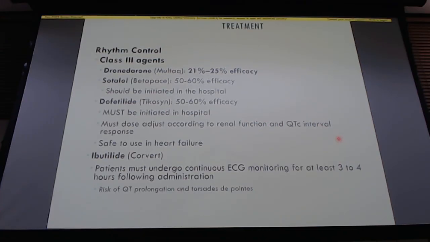Which one of these on here had the black box warning for being in the hospital? It's on the side. Sotalol. Remember, what class is our beta blocker? Class 2. But remember, your sotalol is your exception to that, right? So remember those things. Remember our class. We're going to be all right.